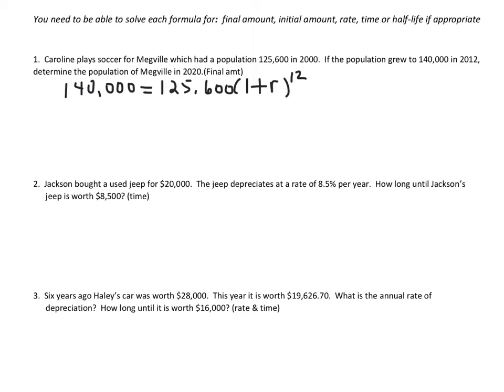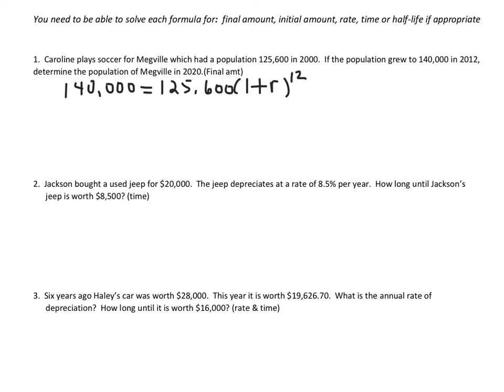exponential growth equation. And I'm beginning with the ending amount of 140,000. And we had a beginning amount of 125,600 people. And we don't know what the rate of growth is, but that's what we're trying to find out. But we know that's how much it grew over the 12 years. So 12 is our exponent. Now we're going to solve for r.